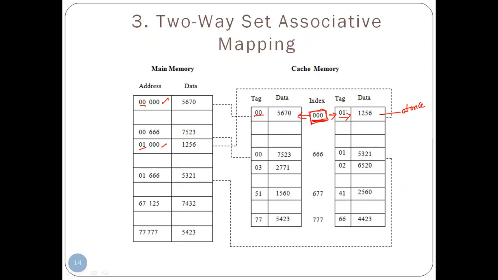Suppose I am going for this 666 tag value. So what is the index value? What are the tag values associated with 666? 00 is there, 01 is there. So here in this place only we are going to make 00 and 01. So if the CPU generated 01, 666, first we will go for the 666 index, and I'll be checking for 01 or 00. So I want 01, so this data is going to be fetched.